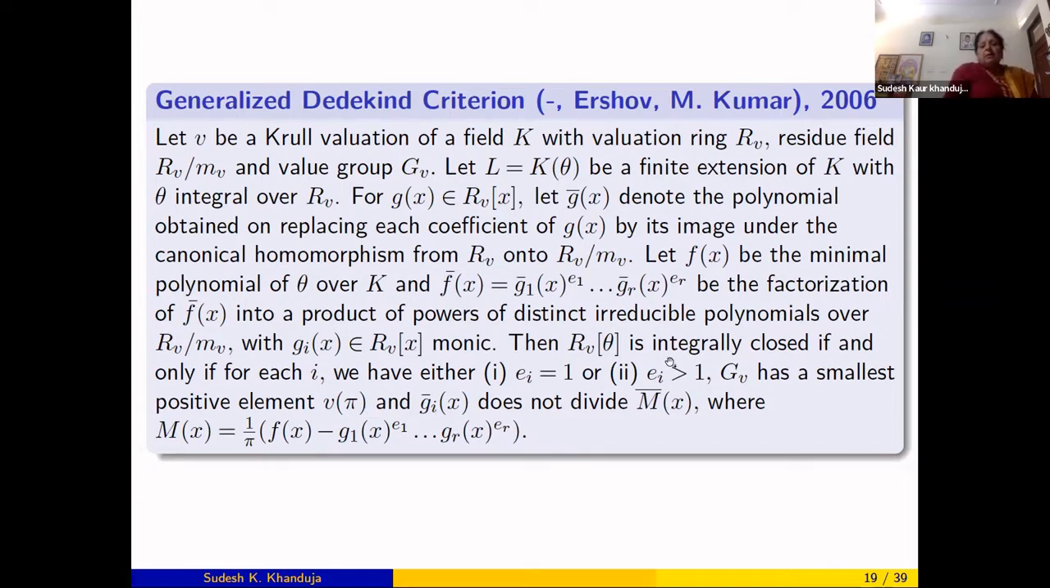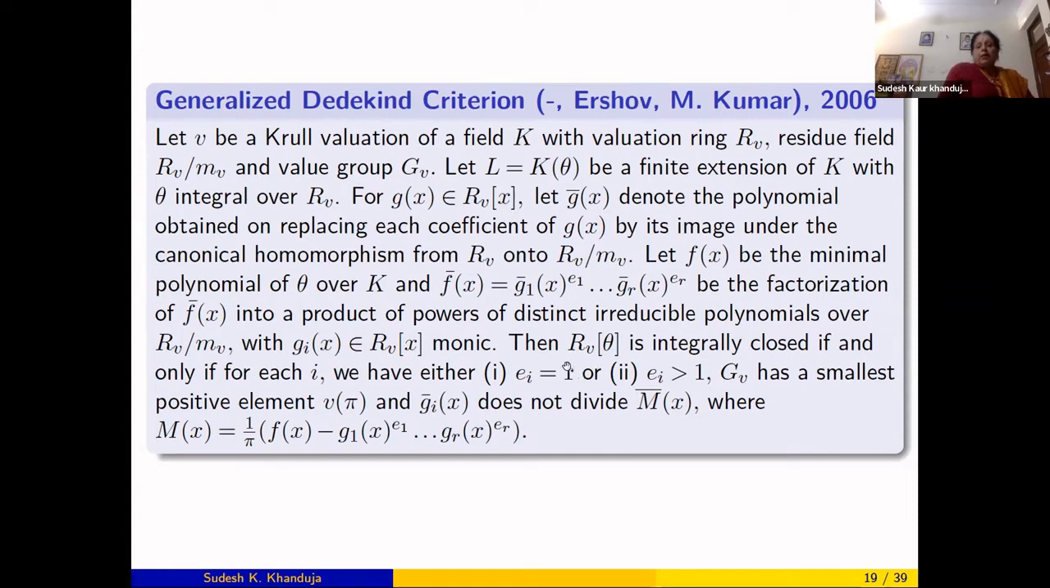Then Dedekind proved that Z[theta] is p-maximal, that is, p does not divide the index of Z[theta] in A_K, if and only if Z_p[theta] is integrally closed. And my student Munish reinterpreted it as saying that p does not divide the index of Z[theta] in A_K is the same as saying that the ring Z_p[theta] is integrally closed. And recall that Z_p is the valuation ring of the p-adic valuation.